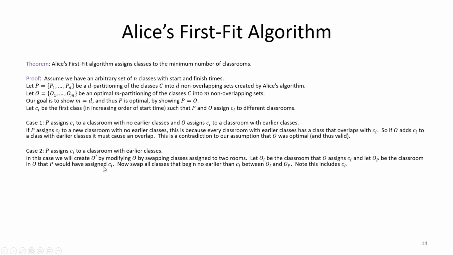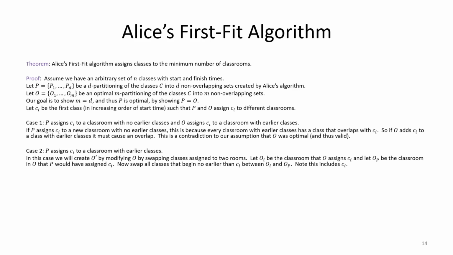Now the swap that I'm going to do is not just moving C_i from O_i to O_P. If we do that, we might cause an overlap with classes in O_P. Imagine there were two classes that have the exact same start and finish time, so it didn't matter which two classes we assigned them to. But if we swap one from O_i to O_P, but not the other one back, we cause an overlap. That makes sense, right? So what I'm going to do is take all the classes that begin no earlier than C_i in O_i and O_P and just swap them. So we're basically going to draw a line in O_i and O_P right at the starting time of C_i. And all the classes that start after that point or at that point, including C_i, we're going to swap from one room to the other.